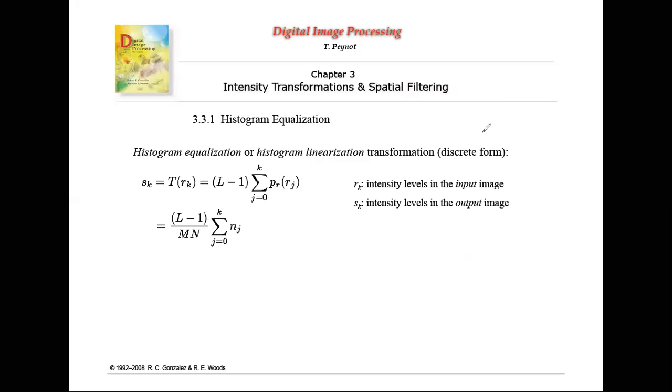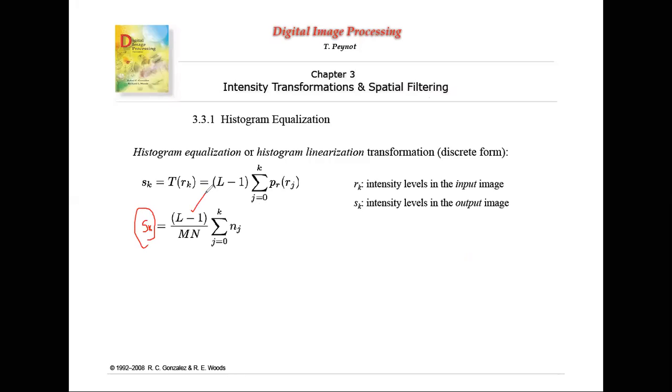Now again, as I told you, I will not get much into the formula, or into the derivation of the formula. Rather, let's keep it simple, and I would like to tell you the end formula, what it is. So the output intensity is now given by this formula. What is this? L minus 1.